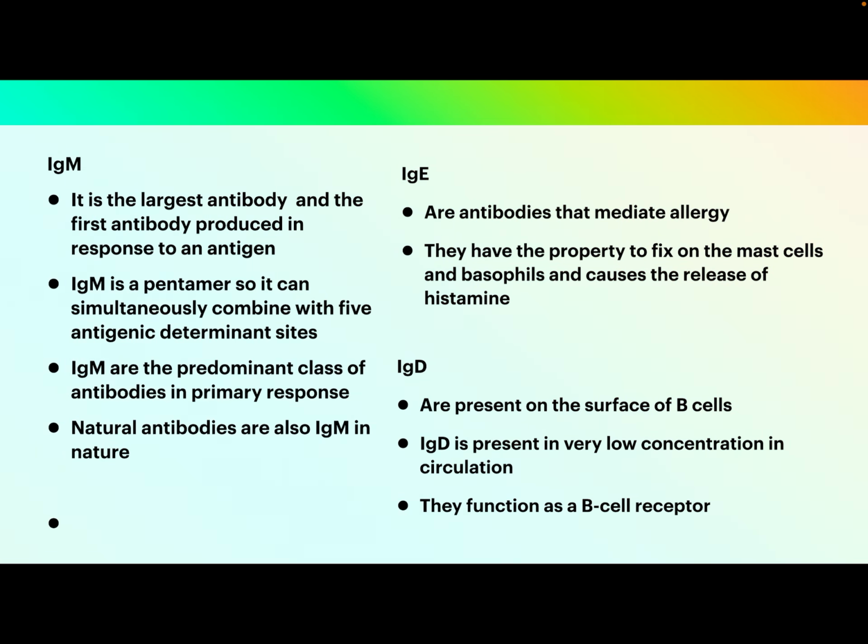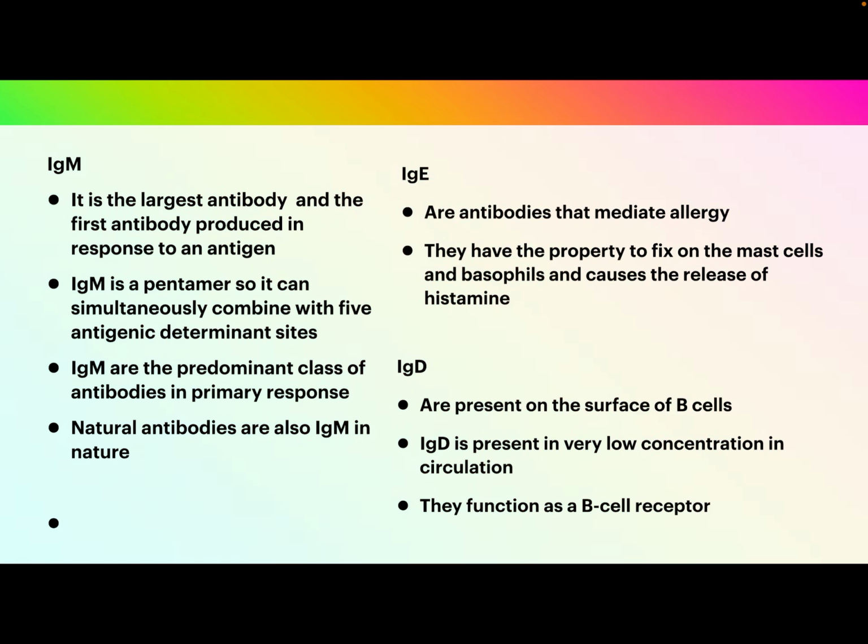Then IgM. We know that IgM is the largest antibody because it is a pentamer, so it has five antigenic determinant sites. It is the first antibody produced in response to an antigen. That is why IgM is the predominant class of antibodies secreted during the primary response. The natural antibodies are IgM in nature. Then IgE. IgEs are the antibodies which mediate allergy, and they fix on mast cells and basophils and cause the release of histamine.